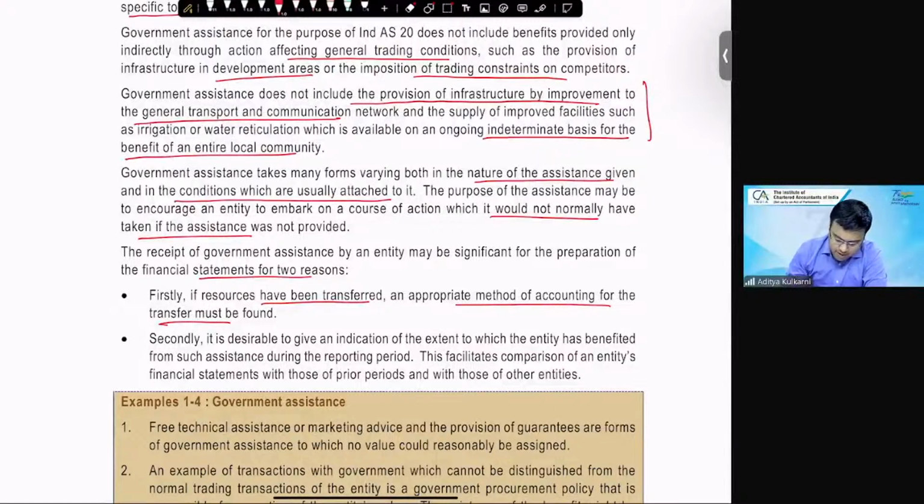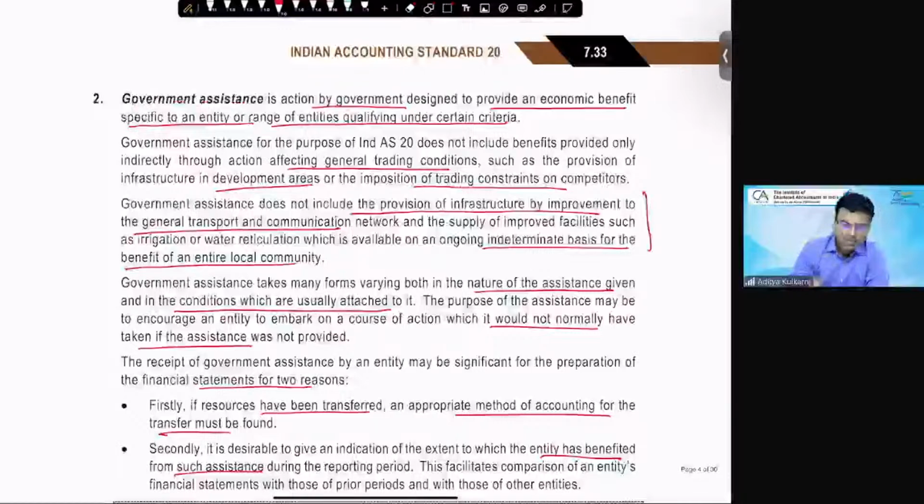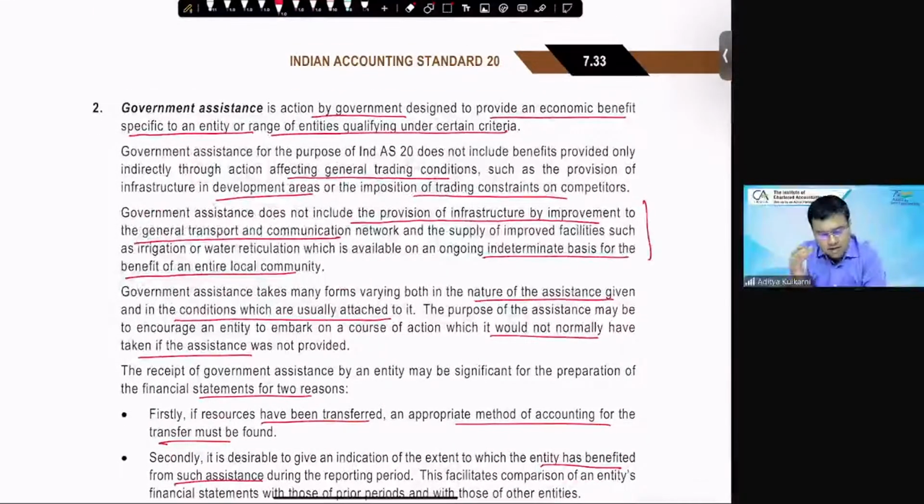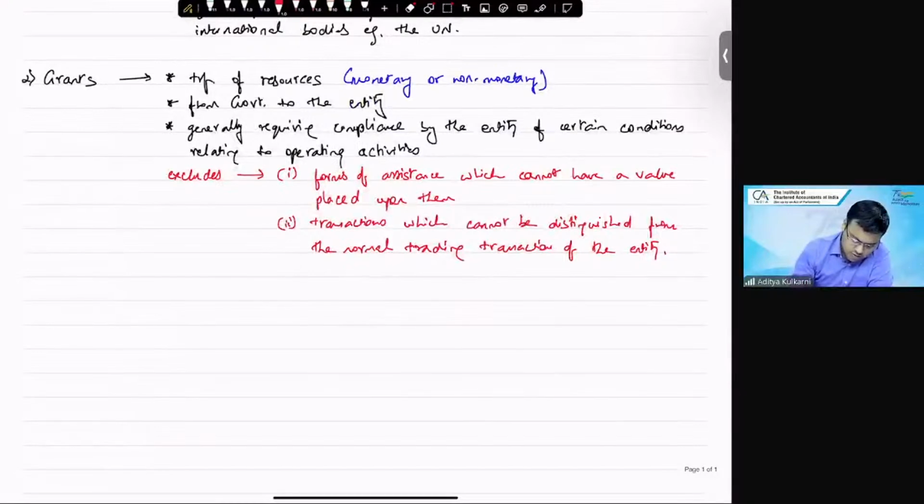Secondly, it is desirable to give an indication of the extent to which the entity has benefited from such assistance. This facilitates comparison with prior period as well as with those of the other entities. Are we okay with government grant and government assistance? These are the three fundamental things that we need to remember for this standard. Are we okay with this? Yes. Any doubts? No doubts. So assistance we have discussed.